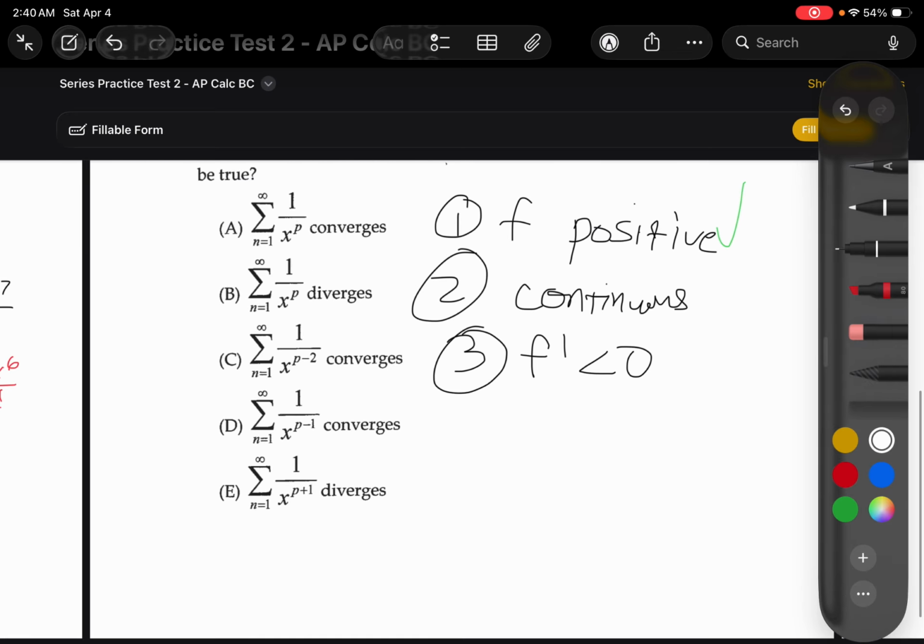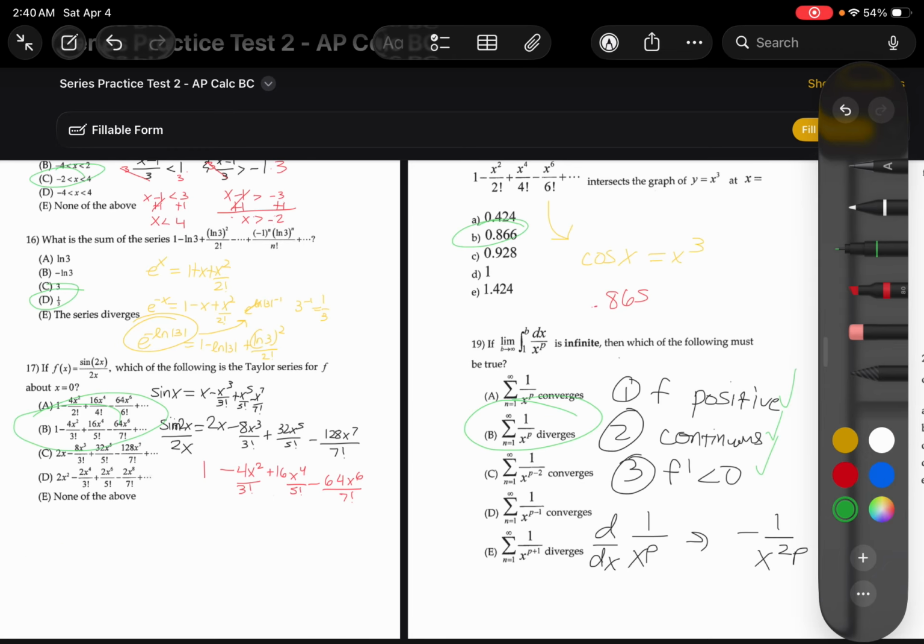If this is the case, then your series must be divergent, because diverge means going to multiple destinations, which is infinity. So it's going to be B. Why is it not x to the p plus 1? It doesn't match with the function given to us in the problem. So it's basically just an applying knowledge sort of question.